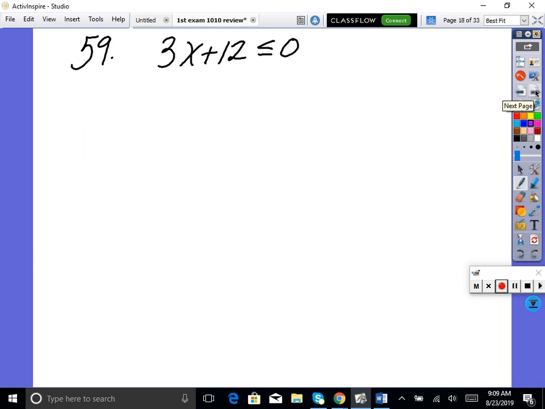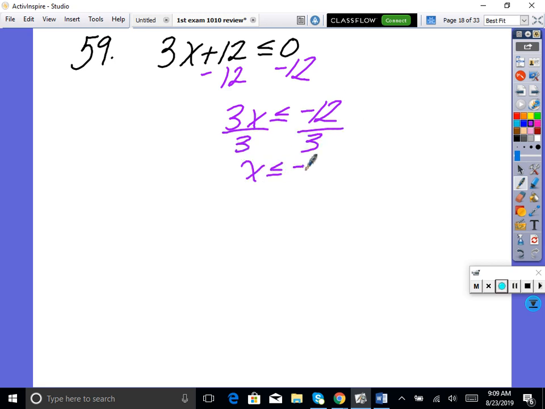Okay, so this says solve for x. We're going to subtract 12. 3x is less than or equal to negative 12, divide by 3. X is less than or equal to negative 4. That's your solution. So remember, there are 3 ways to write the solution.